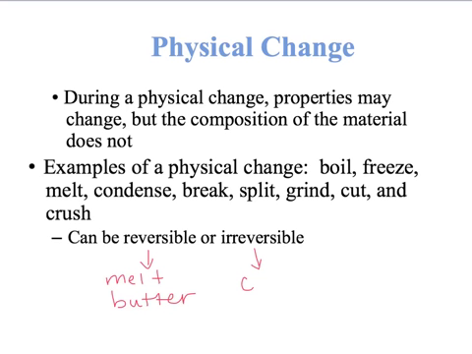Irreversible would be if I am cutting paper. Obviously, it's still paper when I cut it. It doesn't change what it is. It still has those same properties, but I can't make it go back. I can tape it together, yes, but it's still not the original piece of paper. But I'm not altering it and changing its chemical identity, so it's still just a physical change.